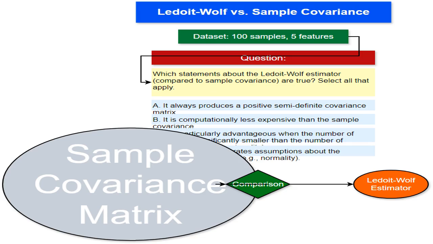It's a simple calculation, but it can be unreliable when you have many more features than samples. Think of it like trying to build a really tall tower with a tiny base. It's unstable. It can even become singular, non-invertible, which makes it hard to use in some analyses.